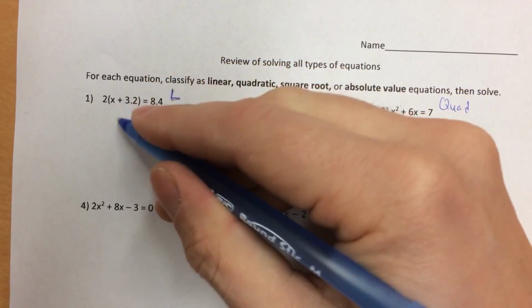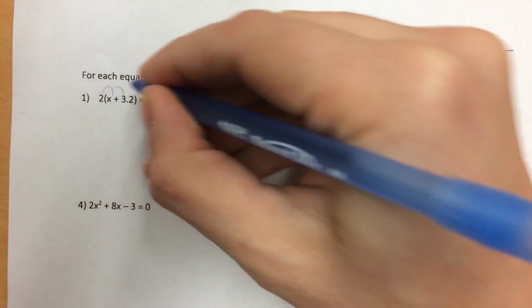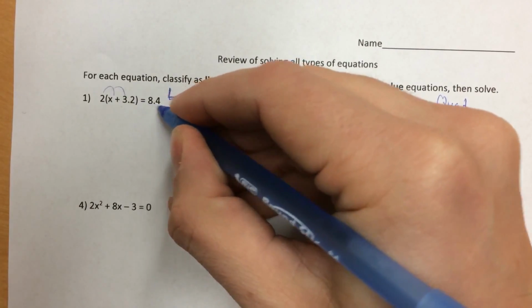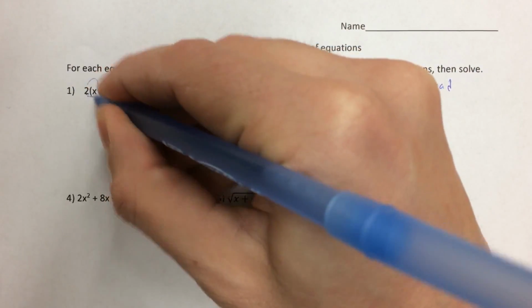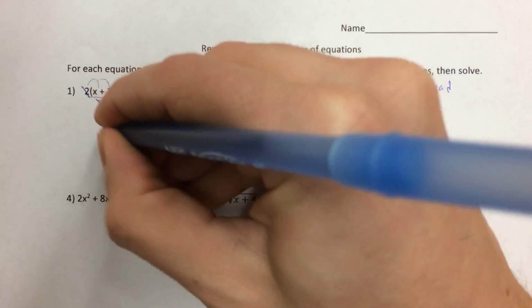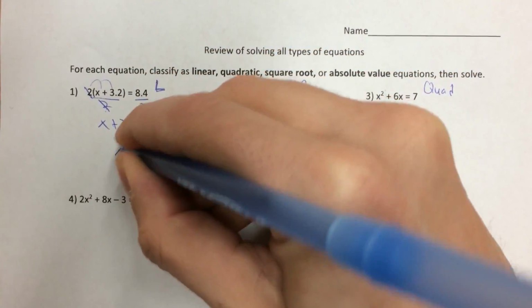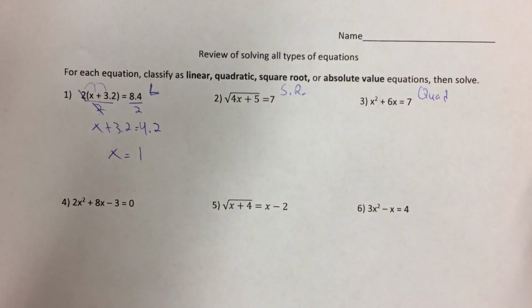Linear ones, you're just trying to get x by itself. This is an algebra 1 one. So you have two options. You can either distribute the 2, or you can notice that this whole thing is multiplying by 2, and so we can also divide both sides by 2. I'll do that because I feel like some kids don't recognize that this is an option. Dividing by 2 cancels out with multiplying by 2. So you just get x plus 3.2 equals 4.2. Subtract 3.2 on both sides, x is 1.